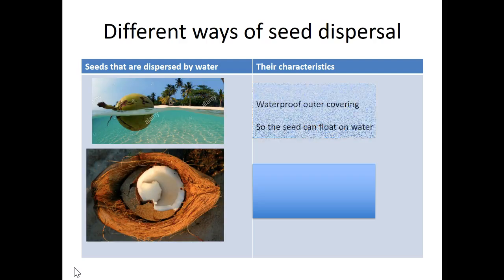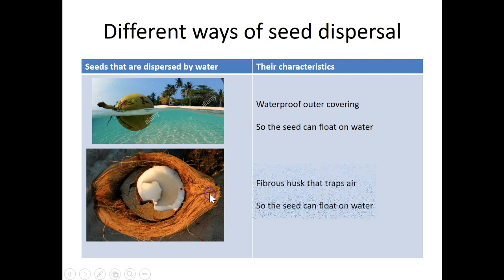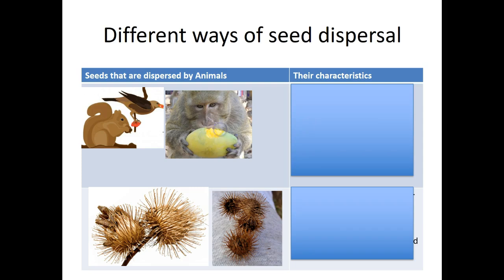Now, seeds that are dispersed by water have different characteristics. Usually, they have a waterproof outer covering so the seed can float on water. Besides that, do you see these parts inside here? These are what is known as fibrous husk, and this traps air. Do you recall the experiment I did when I put the mandarin oranges in the tank of water? And when I peeled open the skin, you saw bubbles. Those bubbles were actually air that was trapped inside the husk, the fibrous part of the orange. And this air that's trapped inside also helps the seed to float on water.